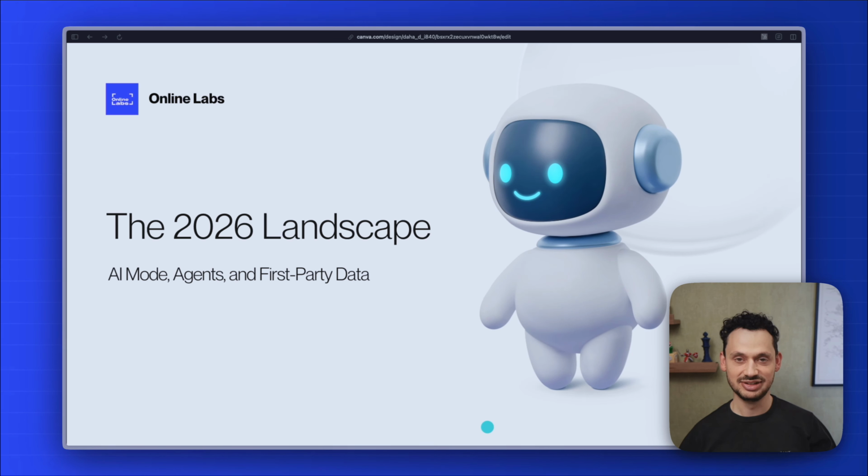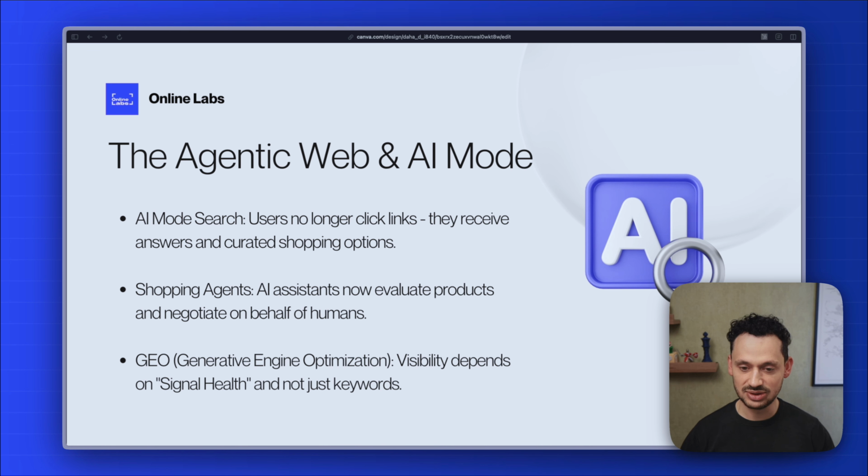So let's start first of all with the current landscape. Boom, tada. We have AI mode, we have agents, and we have the importance of first party data. And I'm going to cover this later on. Why is it so crucial nowadays? But first of all, let's start with agentic and AI mode.